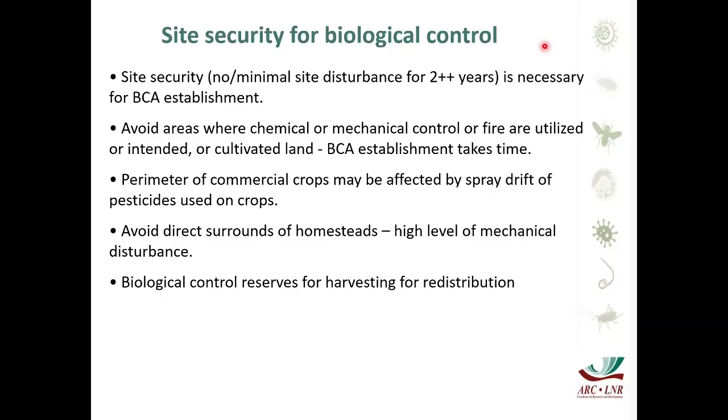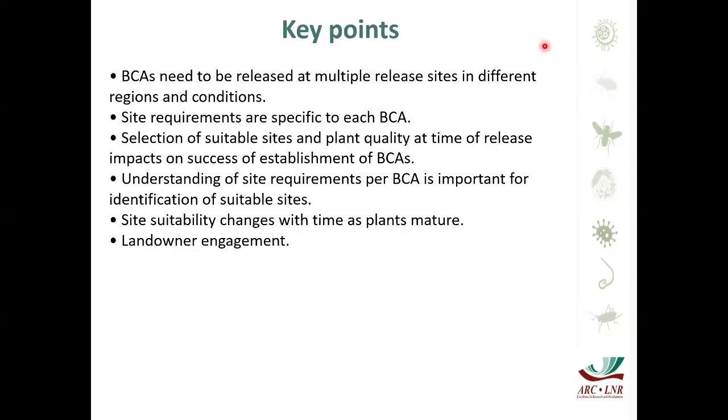And where there are homesteads, they may be cleared directly around. There may be a high level of mechanical removal of the plant. So one would tend to release the biocontrol agents a little further away. And then once the biocontrol agent is very well established and very abundant in certain areas, they can be designated as biocontrol reserves, and those can be used for harvesting and redistribution of the agent. Obviously, we're talking about several years or maybe even a decade, probably 5 years at least, for the agents to establish to a really good, abundant level where they can then be harvested and redistributed to other areas.